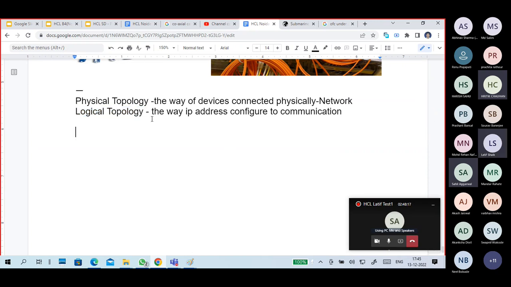Logical topology means the way IP addresses are configured in the communication, or on the devices. Okay, so this is a better way to put it.